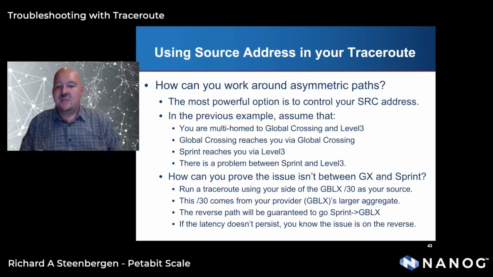So now you see that when you run that traceroute sourced from Global Crossing, it doesn't persist. It tells you something about the reverse path. It tells you that it wasn't coming through Global Crossing. It was how Sprint reaches you back via Level 3. And this kind of trial and error method is what you can use to eliminate a lot of issues.